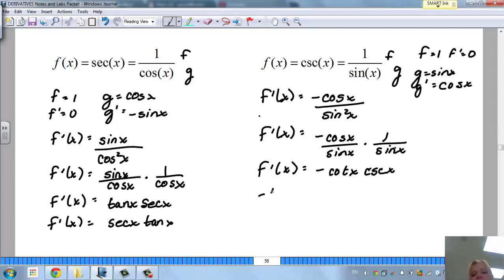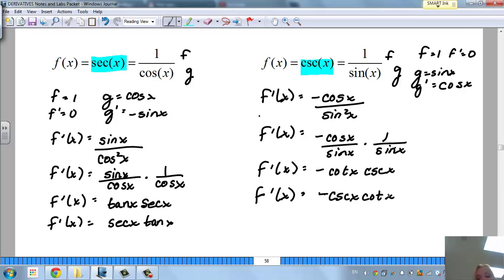And again, I rewrite it because if it's the derivative of cosecant, if cosecant is first, I like saying it first. Same with if secant's first, I like saying it first. So I'm just going to say it's negative, just got to remember the negative, cosecant x, cotan x.